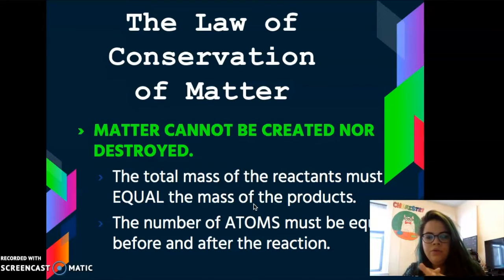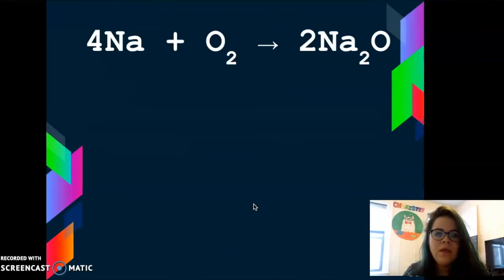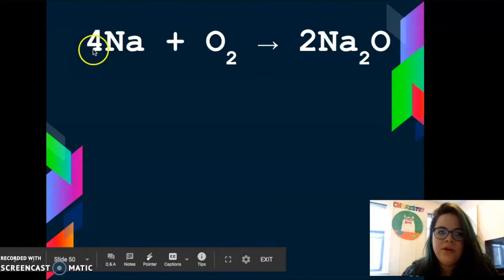So I'm first going to go through one that is already balanced so that hopefully you can see what the goal is when balancing these equations. So I have 4Na plus O2 arrow 2Na2O. In words, this would translate to 4 moles of sodium reacts with 1 mole of diatomic oxygen to produce 2 moles of sodium oxide. Now, what we're learning today is about these numbers here at the beginning.